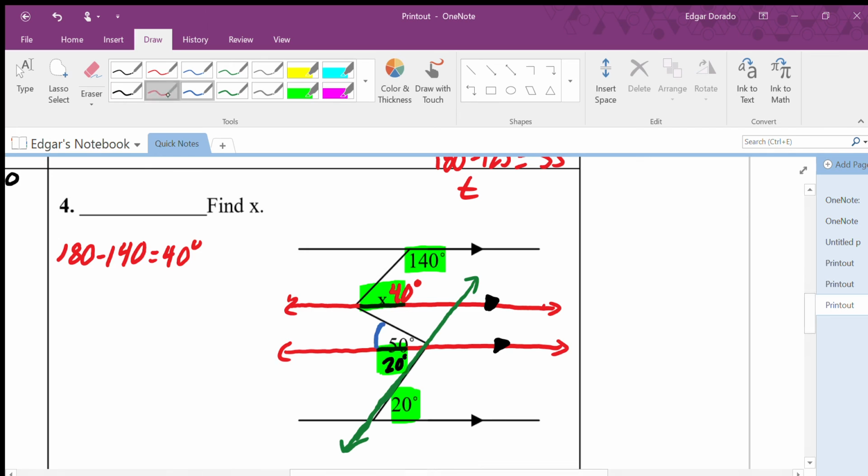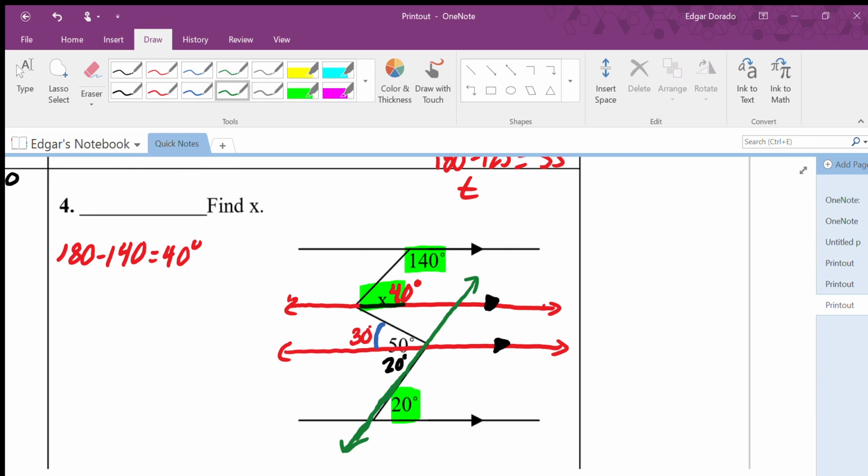Well, the whole angle was 50, but if this piece right here is 20, then that blue angle must be what? This blue angle here must be 30 degrees. Okay? Alright, so I don't really need that 50 anymore because that just helped me find that this angle there is 30 degrees.